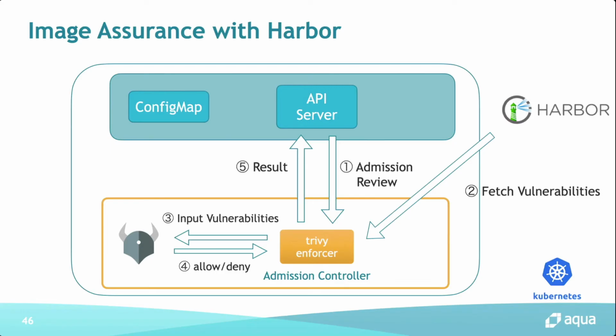If you use Harbor as a container registry, Trivy Enforcer can query Harbor to fetch vulnerabilities of the image, because Harbor supports image scanning in the registry. In that case, you don't need to add a custom resource for pre-scanning. So I have the demo of OPA integration with Harbor registry.